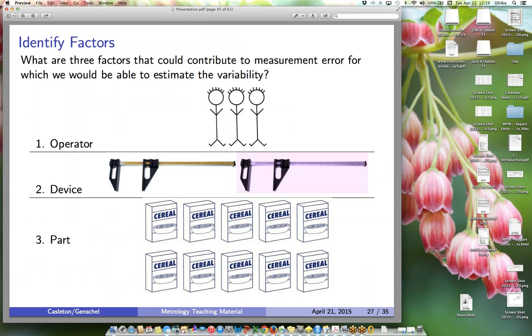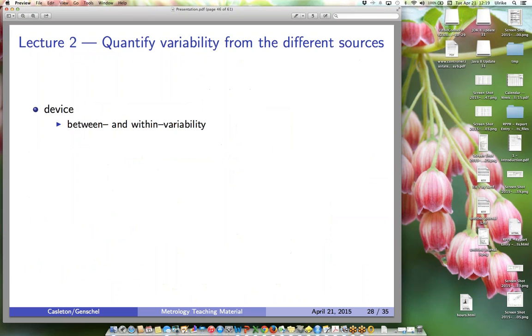So identifying the factors, in this case, we have operator, device, and part, and we start a discussion with the students. What are the different sources of variability and what can we actually estimate? For the device, we can think about between and within device variability. Because we have three operators, likewise we can consider between and within operator variability. We can look at the part-to-part variability, and then last but not least, also other sources that we were not able to control or simply that were not known to us at the time.